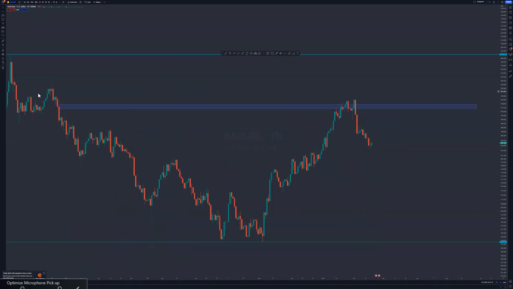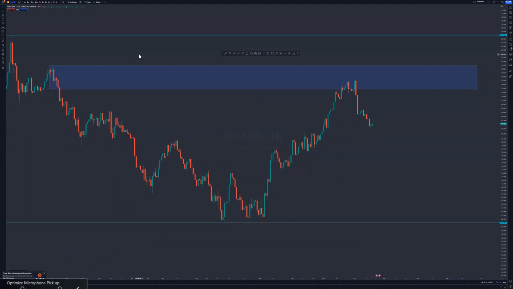A zone is where price rejected for the last time. If you can check price, the last time it rejected, price was almost on the same level. Rejected. So how did price reject? I'll come with the bar pattern.